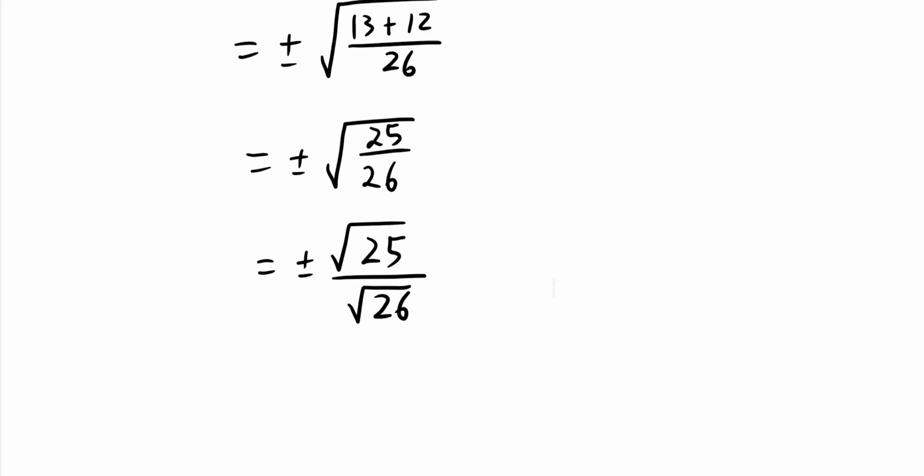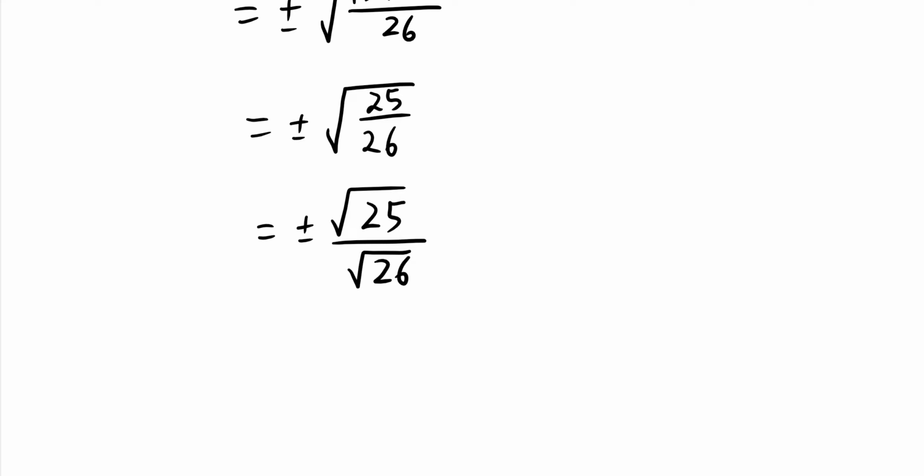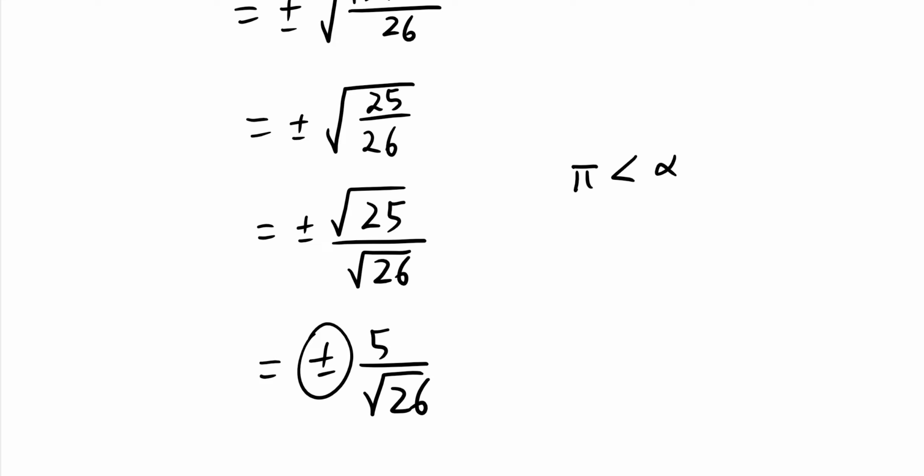Now, by the properties of radicals or square roots, we can rewrite it this way: plus or minus 5 over the square root of 26. Now, again, what about the sign here? Is it positive, negative, or should it stay plus or minus? Well, it's given that alpha is between pi and 3 pi over 2, in the third quadrant. What I just found is sine of alpha over 2. What is alpha over 2?